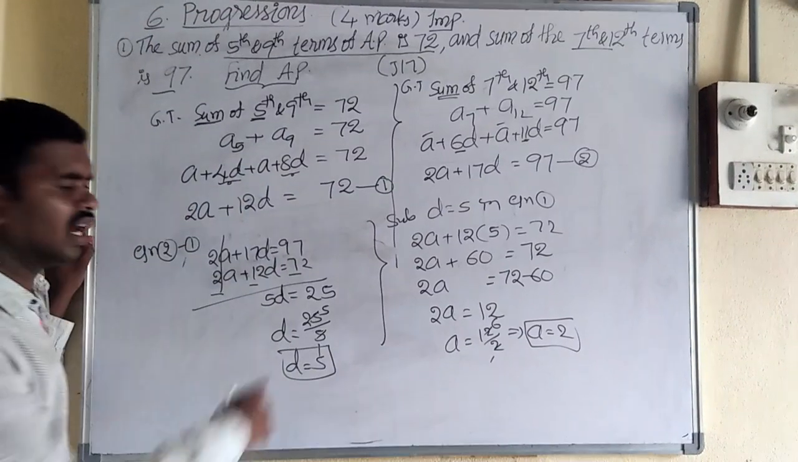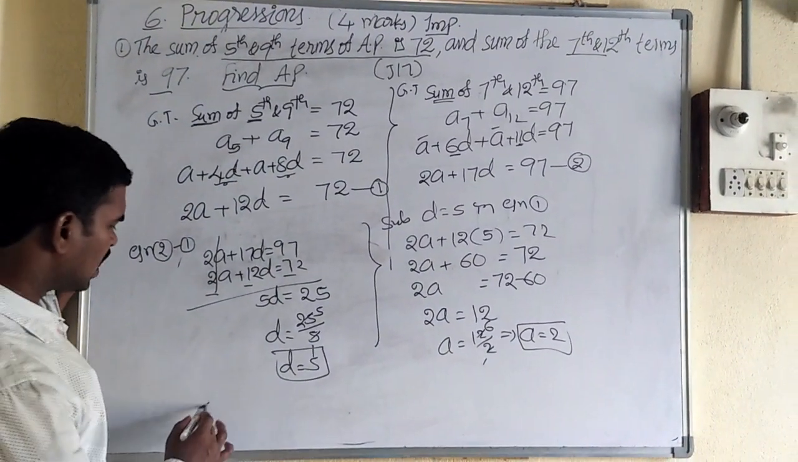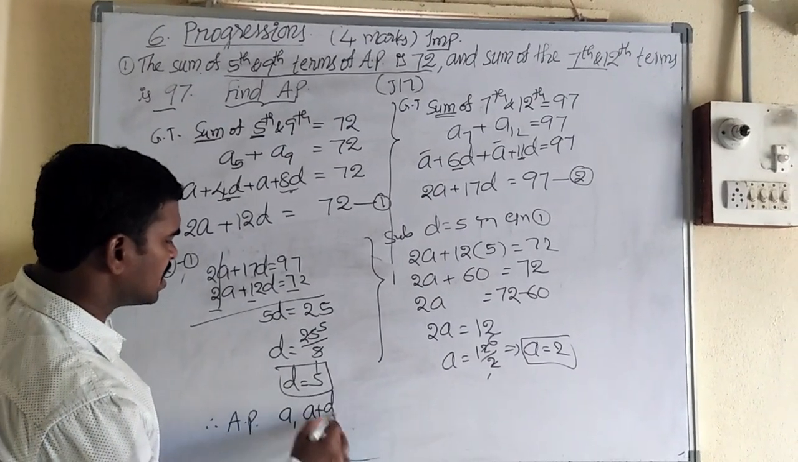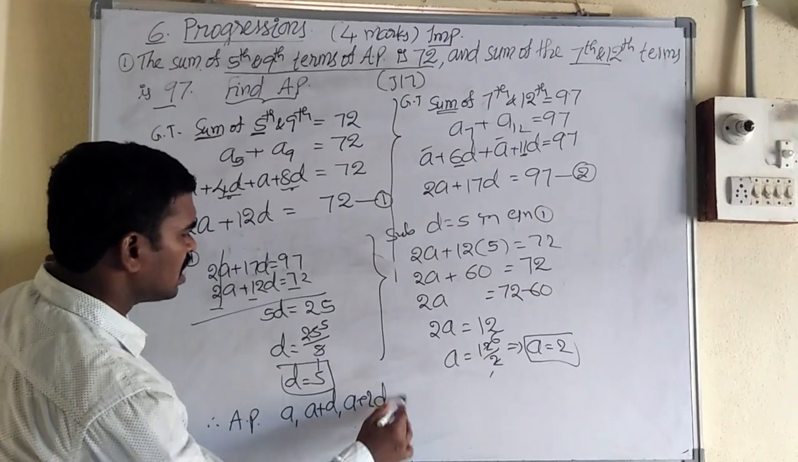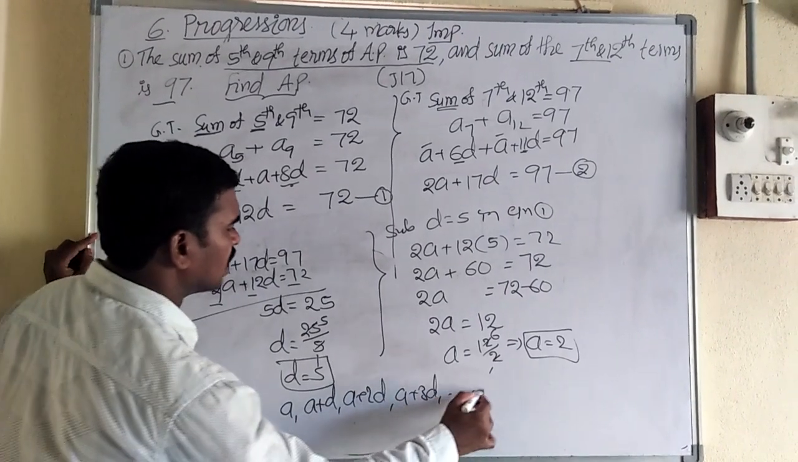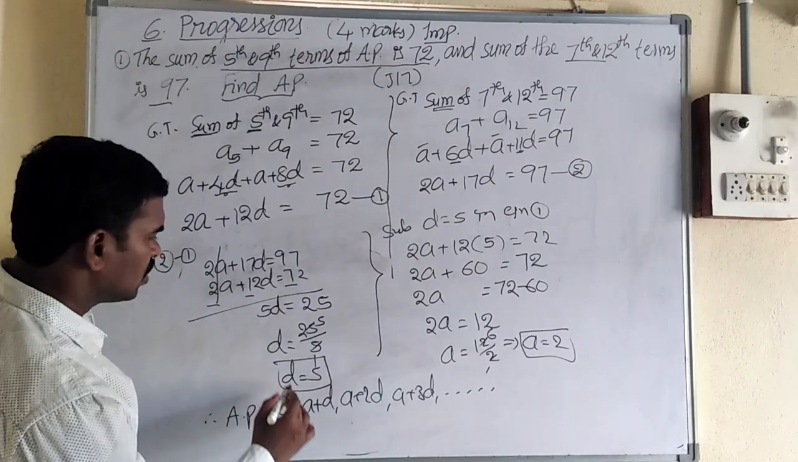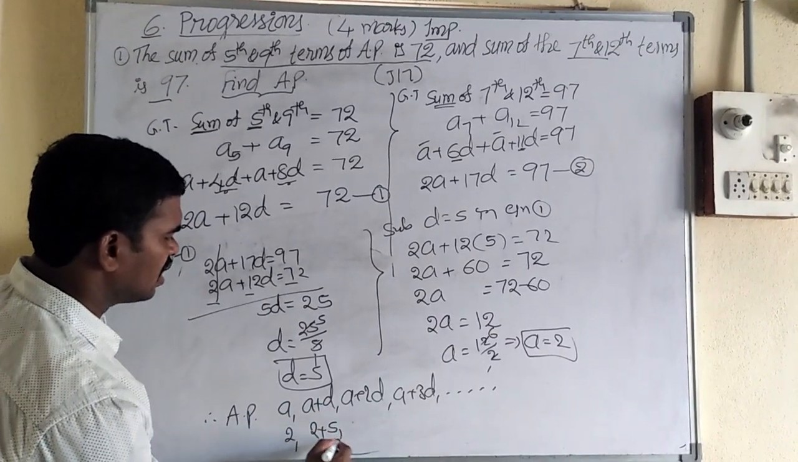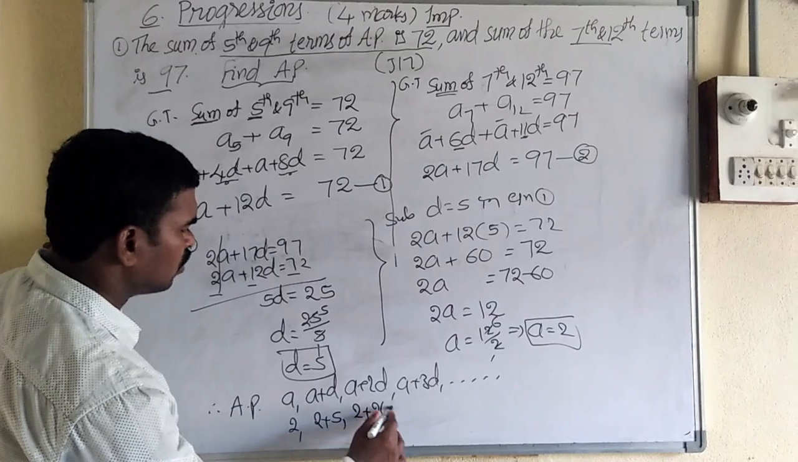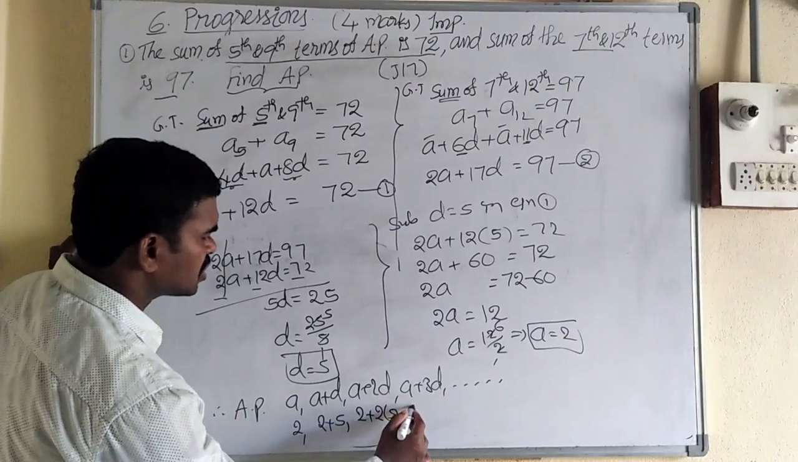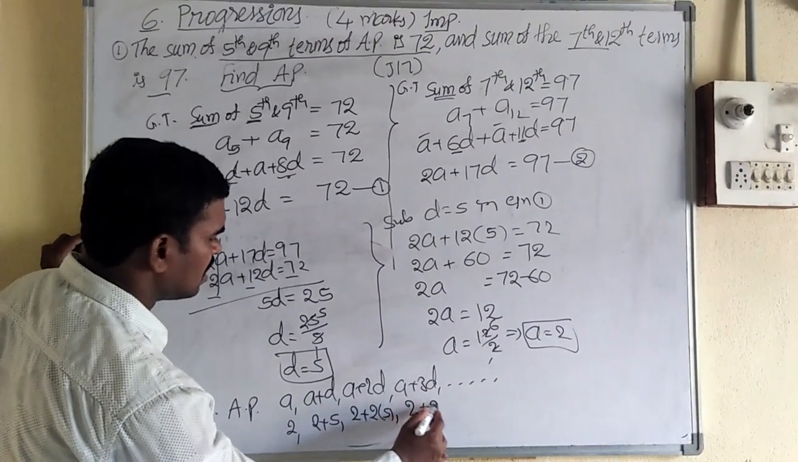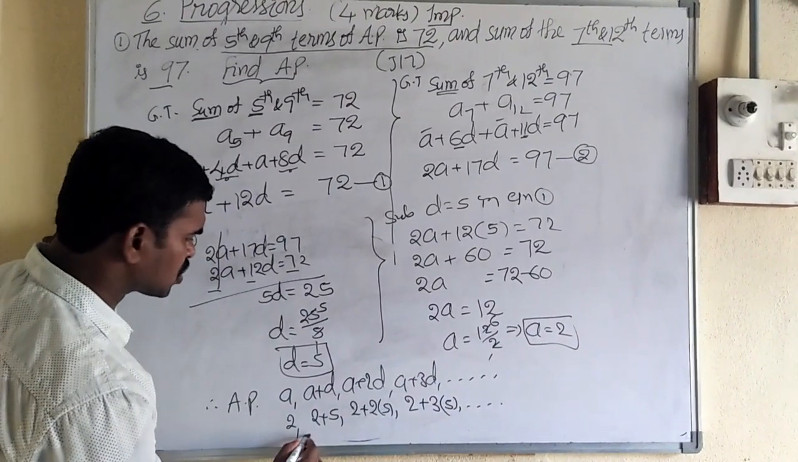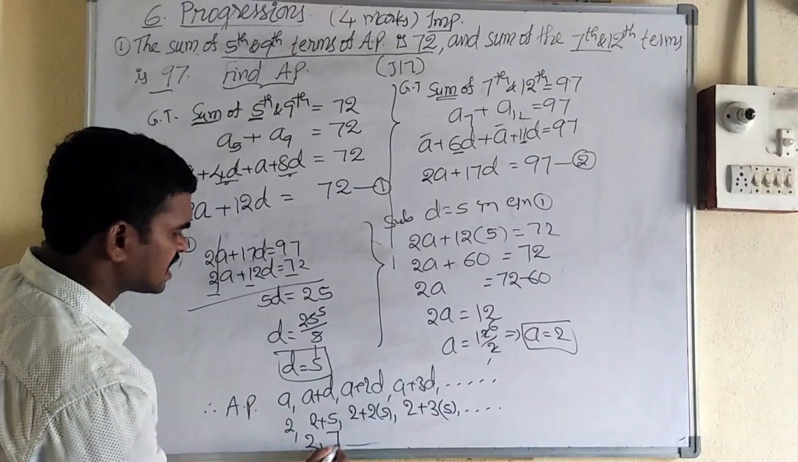So these are the A value and D value. Therefore, what is the arithmetic progression? The general form is A, A plus D, A plus 2D, A plus 3D, and so on. So A is the first term, then A plus D, A plus 2D, A plus 3D, with D being 5.